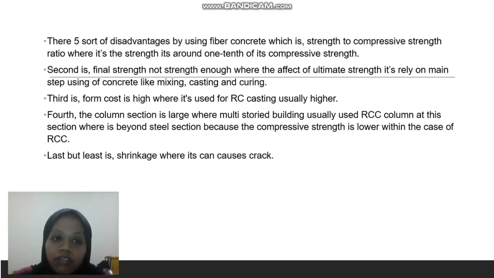Disadvantages. There are five disadvantages of using fiber reinforced concrete. First, the tensile strength to compressive strength ratio, where the tensile strength is around one tenth of the compressive strength. Second, the final strength is not strong enough. Third, the cost is high, as RC casting is usually higher. Fourth, the column section is large, where multi-story buildings usually use RCC columns at this section. Last but not least, shrinkage, which can cause cracks.